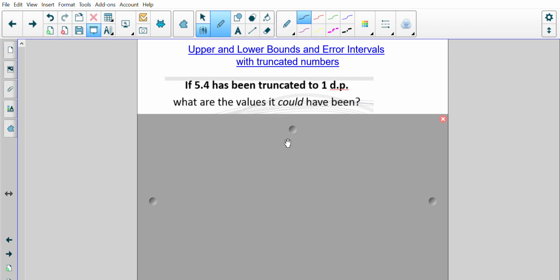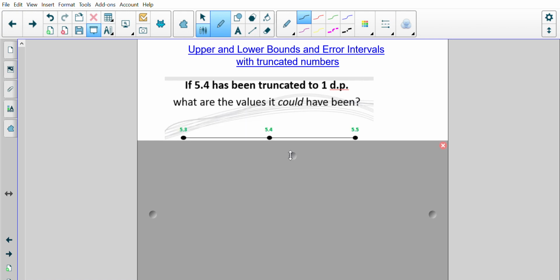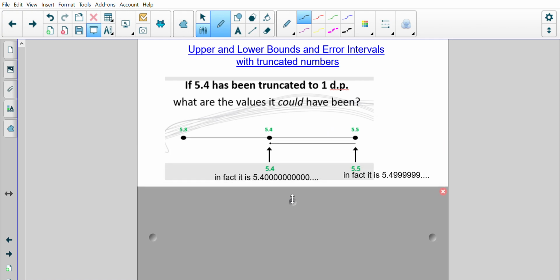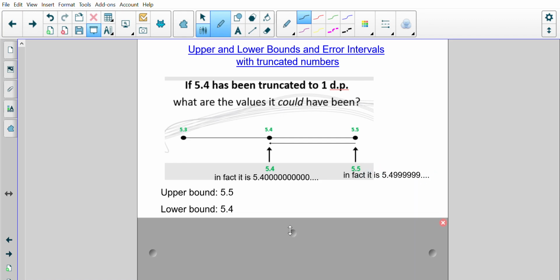If we had 5.4 truncated to 1 decimal place and we wanted to know what values it could have been, then again start with your number line, 5.4 in the middle, 5.3 and 5.5 at either end. Now this time, instead of our upper and lower bounds being at the halfway points, the lowest number it could possibly have been is 5.4, because what we could have chopped off the end is a whole load of zeros. The highest possible number that we could have had is 5.49999999, but that's too unwieldy to work with, so we actually say the upper bound is 5.5.